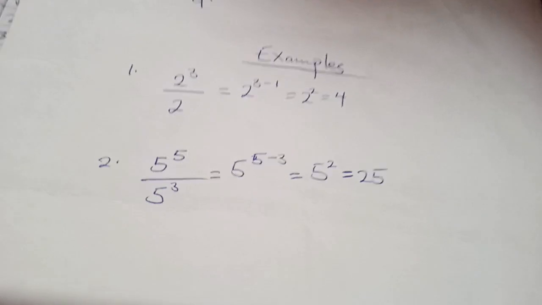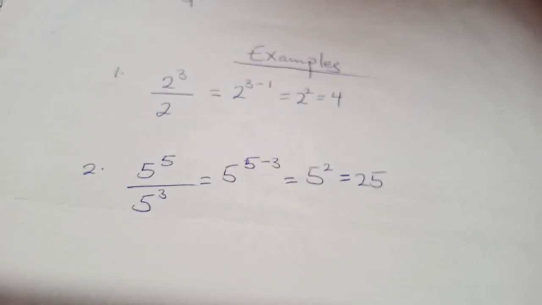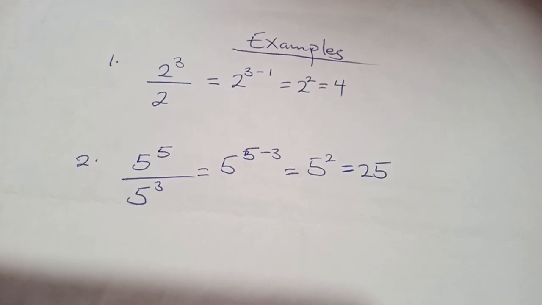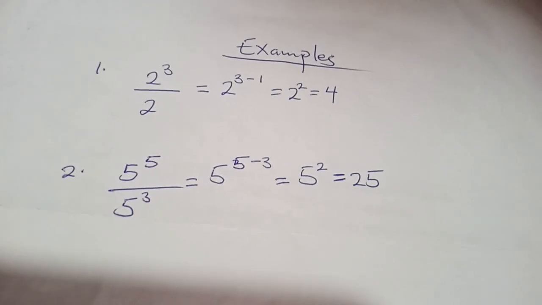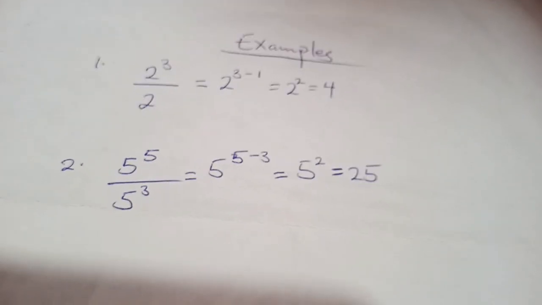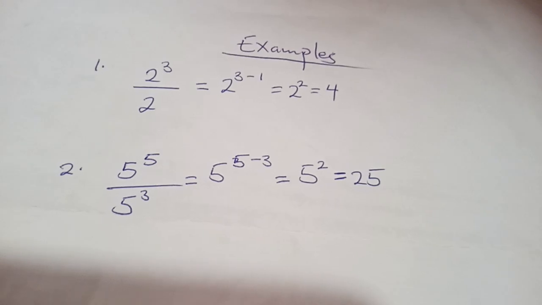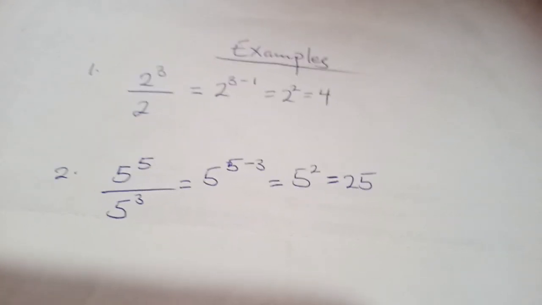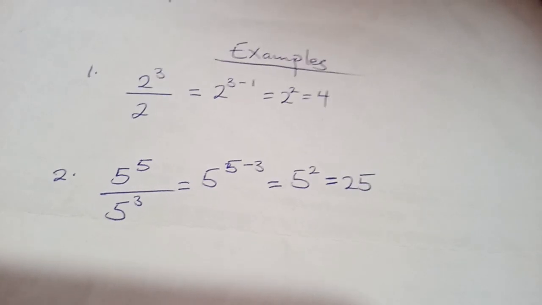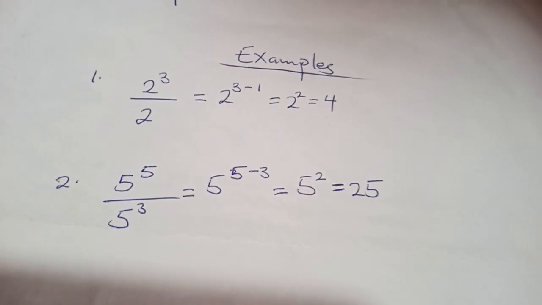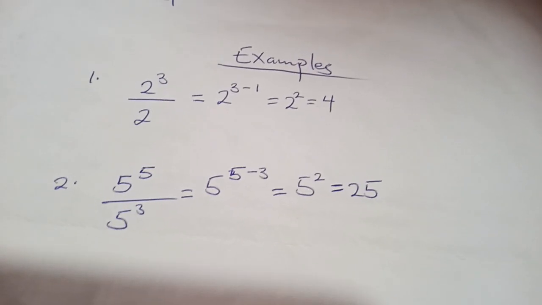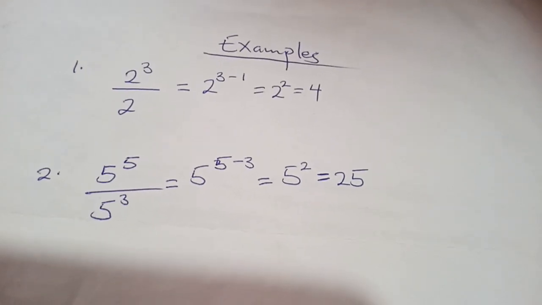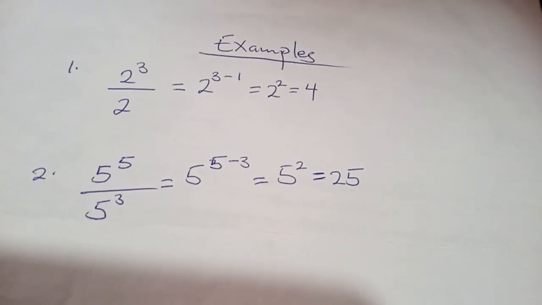For example 2, we have 5 to the power 5, all divided by 5 to the power 3. Now you realize that the bases are the same. So in the same way, we will subtract the powers, or the exponents, or indices. So I will subtract 3 from what? 5. Which is equal to 5 to the power 5 minus 3. So we subtracted 3 from 5, and you'll be left with 5 to the power 2.